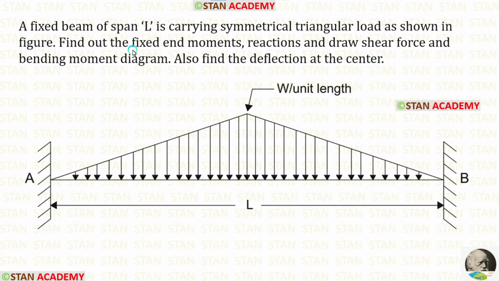First, let us find the fixed end moments. For that, we have to draw two diagrams. One is free moment diagram and another is fixed moment diagram. First, let us make the free moment diagram. For that, we have to assume this fixed beam as a simply supported beam. Then we have to draw the bending moment diagram, that is the free moment diagram.